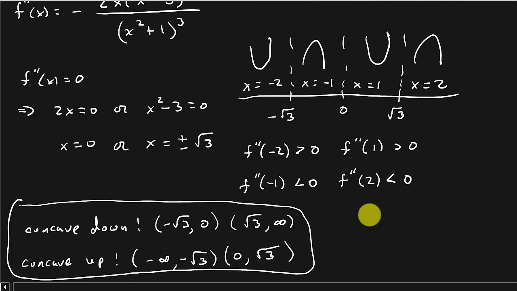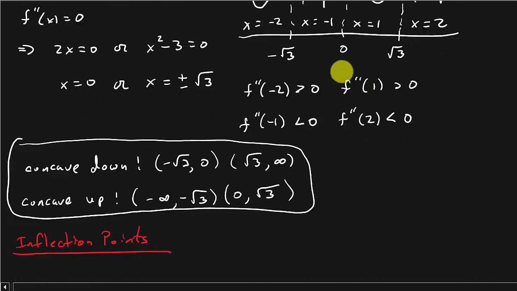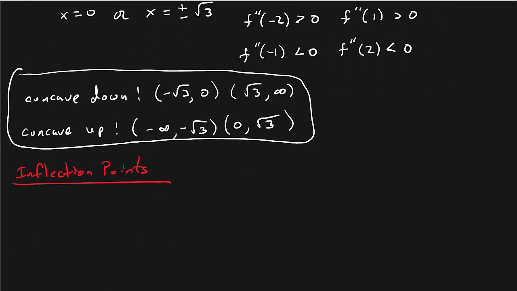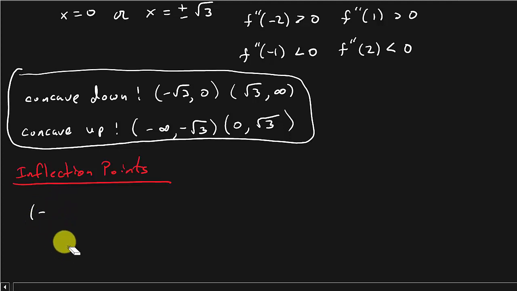All right, so it changes concavity at negative square root of 3, square root of 3, and 0. So my inflection points: negative square root of 3. And remember, to get our y-coordinate, you have to plug that into the original function. When you do that, you can punch it in your calculator. That's negative 1.3.